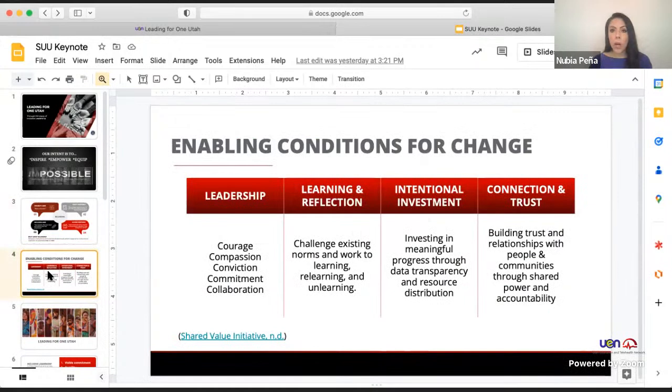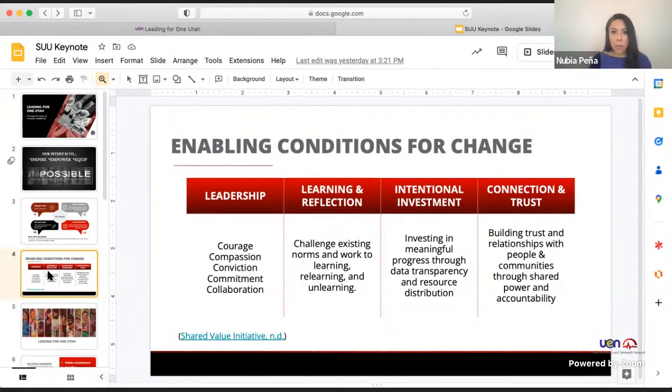So the ways that we're encouraging people to be equipped through this new lens is to enable conditions for change, which is through leadership, learning and reflection, intentional investment, and connection and trust. Through leadership, what we are encouraging people to think about is the value of courage, compassion, conviction, commitment, and collaboration. Learning and reflection, it's challenging existing norms and working to learn, relearn, and unlearn. This has so much to do with bias, which is something that we all have, which again, anyone that has ever in any way been shamed or felt guilt when going through a training of diversity, equity, and inclusion, I apologize for those who are doing this work, because this work is meant to be about empowerment and really creating a space where all of us feel like this is part of the work that we do.